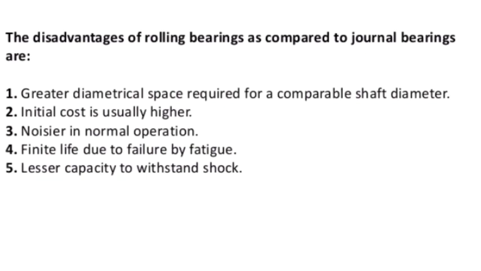And finally, next one is a lesser capacity to withstand shock. So that's why these are not capable of withstanding shocks, because here we are using steel or carbon chromium materials. So all of these are the disadvantages of rolling contact bearings compared to journal bearings. So this is about sliding and rolling contact bearings.